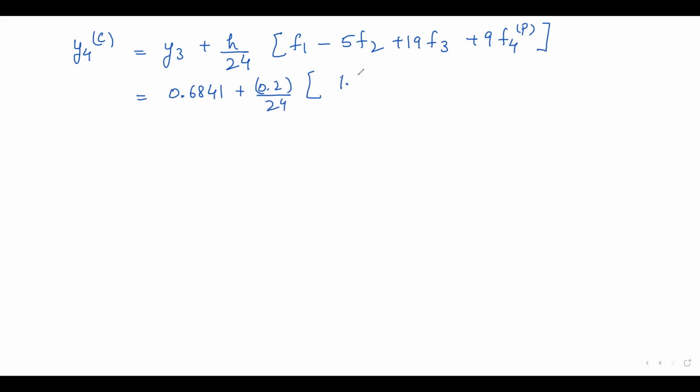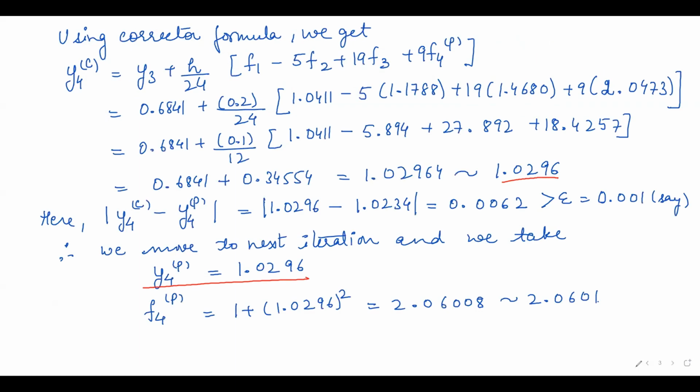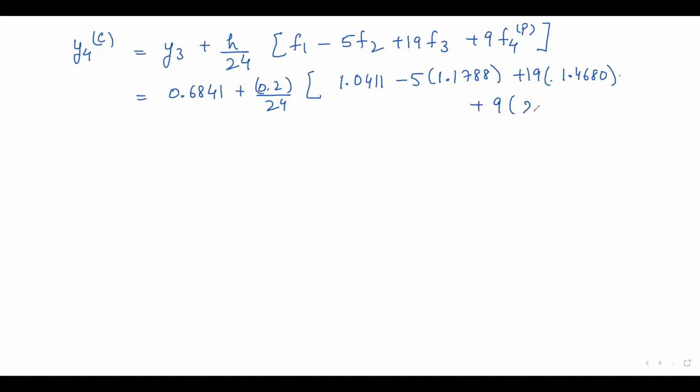So f1, that's 1.1788 plus 19, 2680 plus 9 times the f4, 2.0601. So after all the calculations, I am getting the answer as 1.0306.